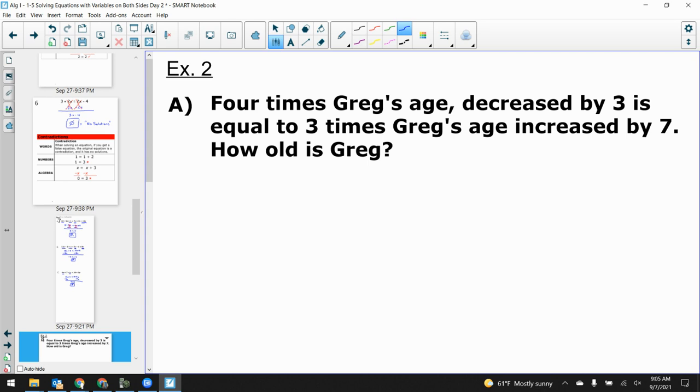4 times Greg's age decreased by 3 is equal to 3 times Greg's age increased by 7. How old is Greg? All right. So what is my unknown? What am I looking for? What's going to be my variable? His age, Greg's age. So let's say x is Greg's age.